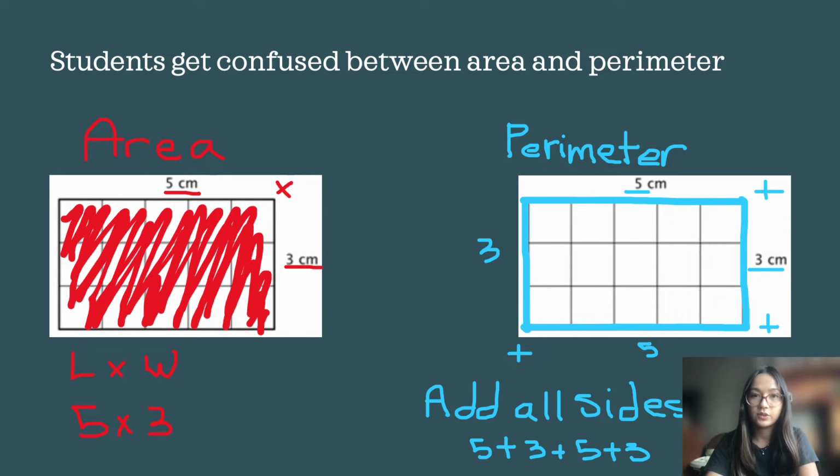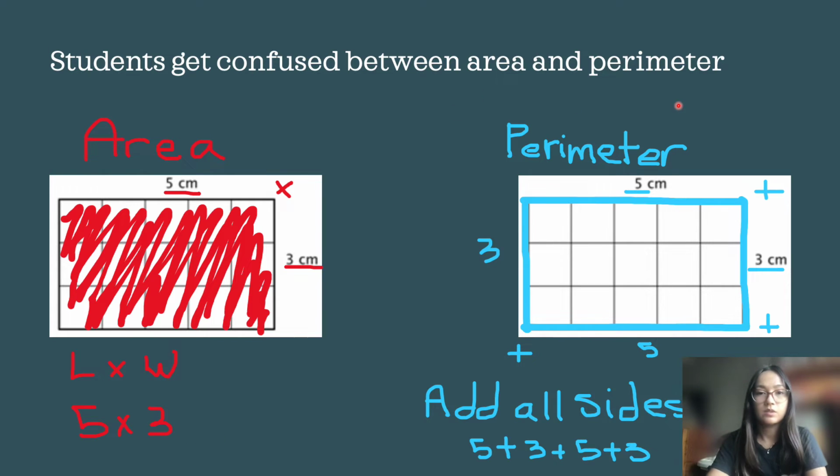What I think I can do to fix this is to provide students with color-coded visuals, like the two that are shown here. This one is area. I have shaded the whole inside with red to show that area is inside. I also labeled this side 5 centimeters times 3 centimeters, and then wrote down here why I did that. Length times width is what we use to find the area. So then I wrote 5 times 3.